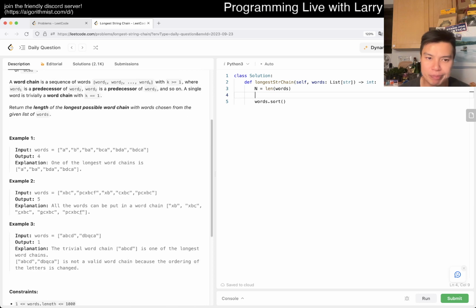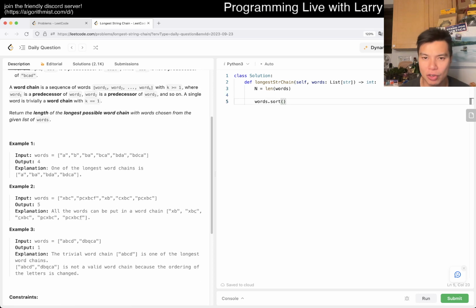Dynamic programming. Let's sort, and we want to sort by the length of the word, right? Because we want the smallest words to be first, and that's all we need. And there are two ways to think about it. One is looking forward, or the other way is looking back. I'll just do the looking back one.